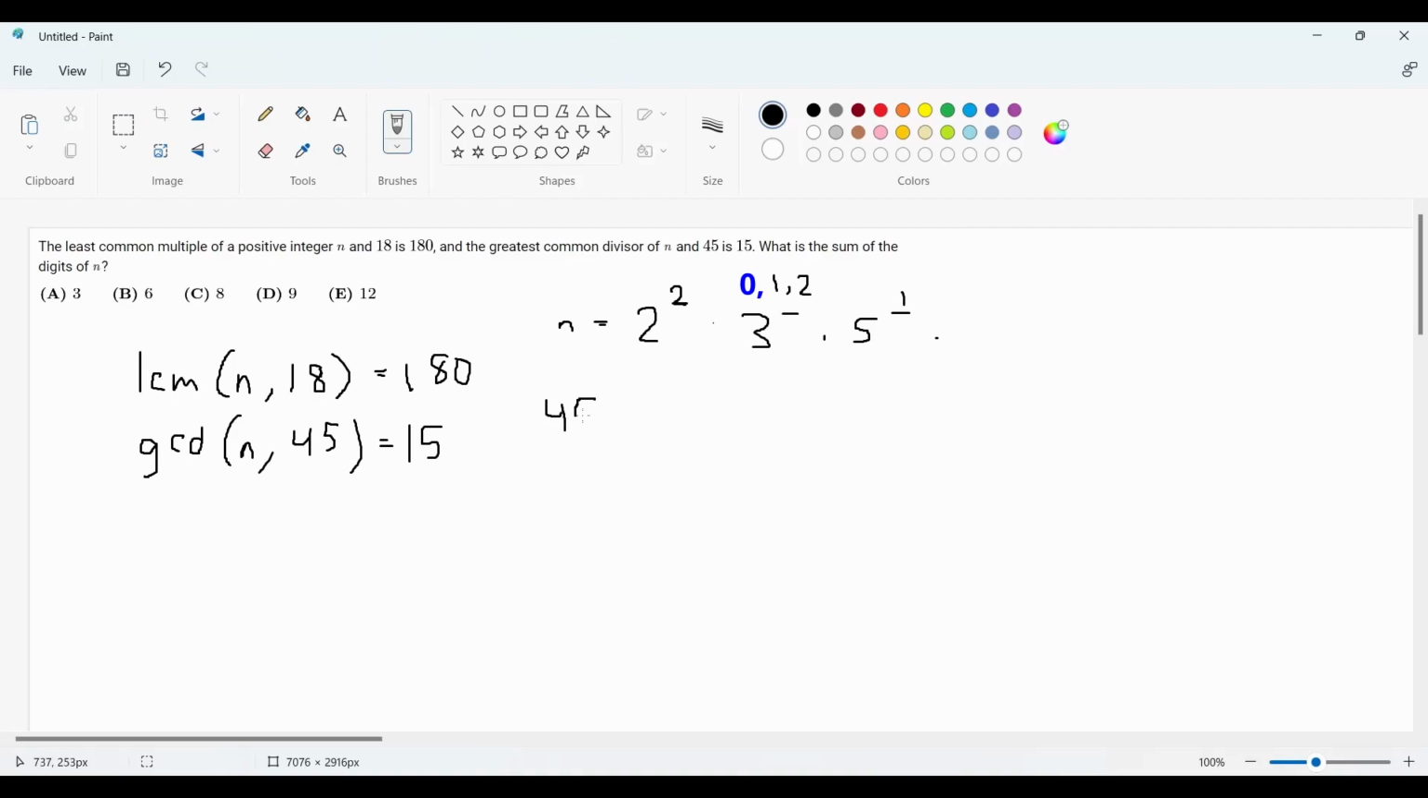So let's prime factorize the last two numbers, which are 45 and 15. 45 has no factor of 2. It's 3 squared times 5 to the first. 15 is going to be 3 to the first times 5.